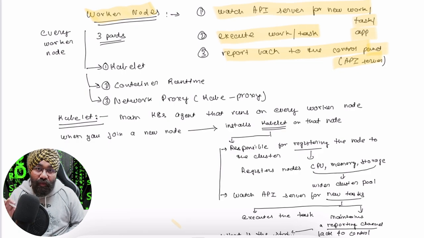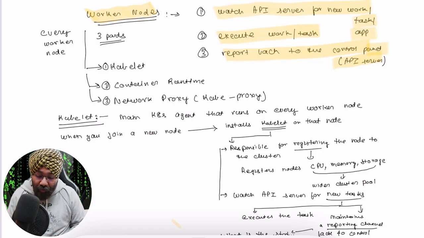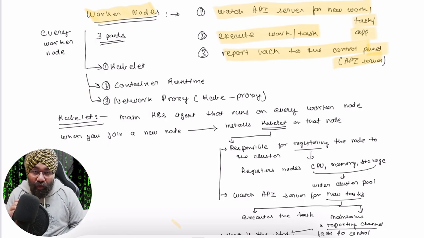So everything they will keep reporting to the API server, and each worker node will individually report to the API server. It will not talk to the others saying, "I am not able to run this task, will you please try?" No, all will respond to the API server, like each student responds to the class teacher. They should not talk to each other and coordinate. They should respond to the teacher similarly, or each player should respond to the captain of the team. In that way, all the worker nodes communicate with the API server, which is part of the control plane. So these are the three important functions of the worker nodes.